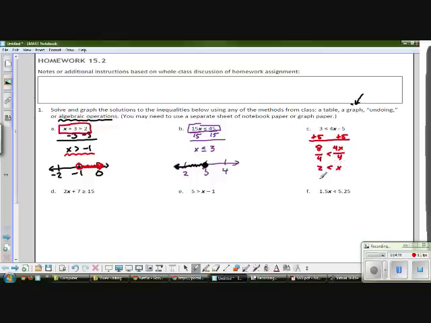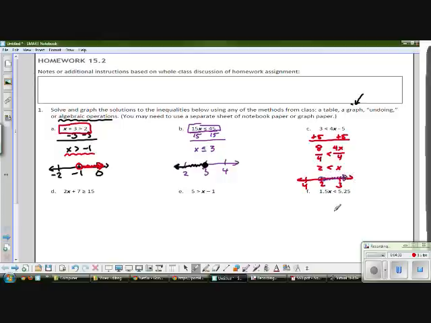Looking at the graph, it looks like we're going to have an open circle at 2 because I see just a strict sign. And I'm looking for x's that are bigger than 2. X's that are bigger than 2 are this way.